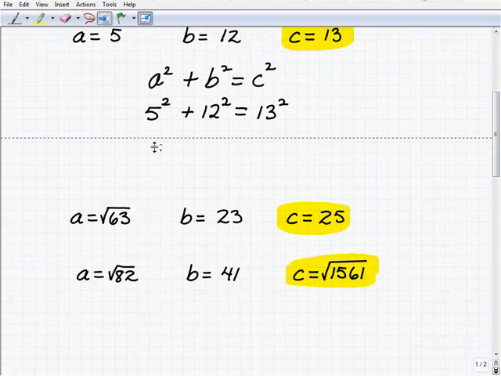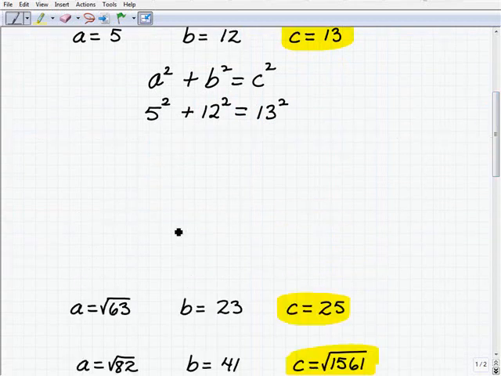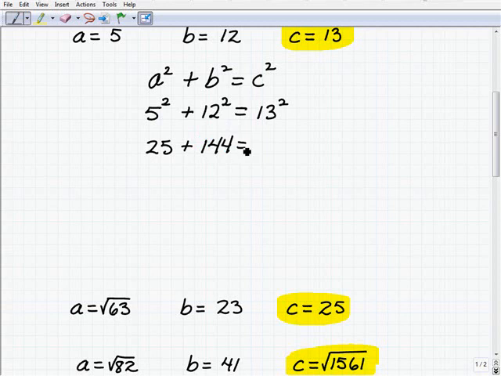Okay, so hopefully you have your triangle. I want you to take a moment there to figure that out. So obviously 5 squared is 25 plus 12 squared, which is 144. So let's see what 13 squared is. Okay, 169. So is 144 plus 25 equal to 169? We can see that it is. So 169 equals 169. This checks out.